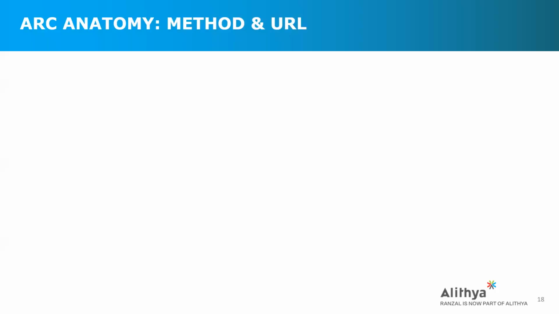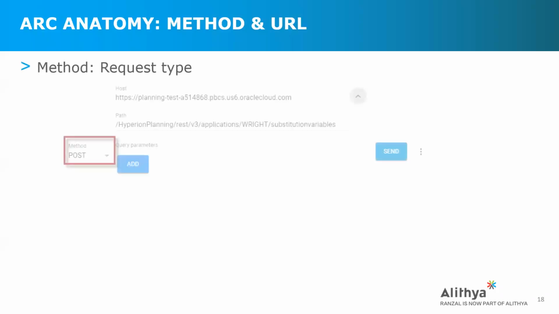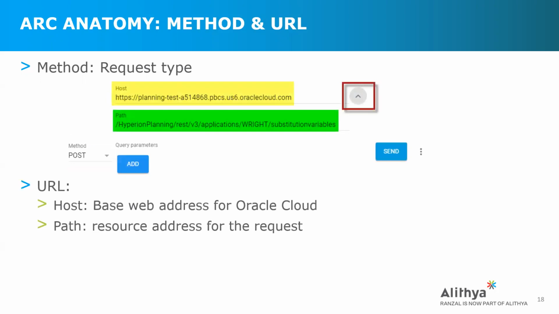So let's take a look at some of the anatomy of ARC, method and URL. When I open up the application, I've got the method here where I'm going to do a post request type. And so the post request type, then I need the URL and I need the path. So the URL is the base. Hey, where does this REST API overall programmatically live? That's the section in yellow. The path is the resource for that request.